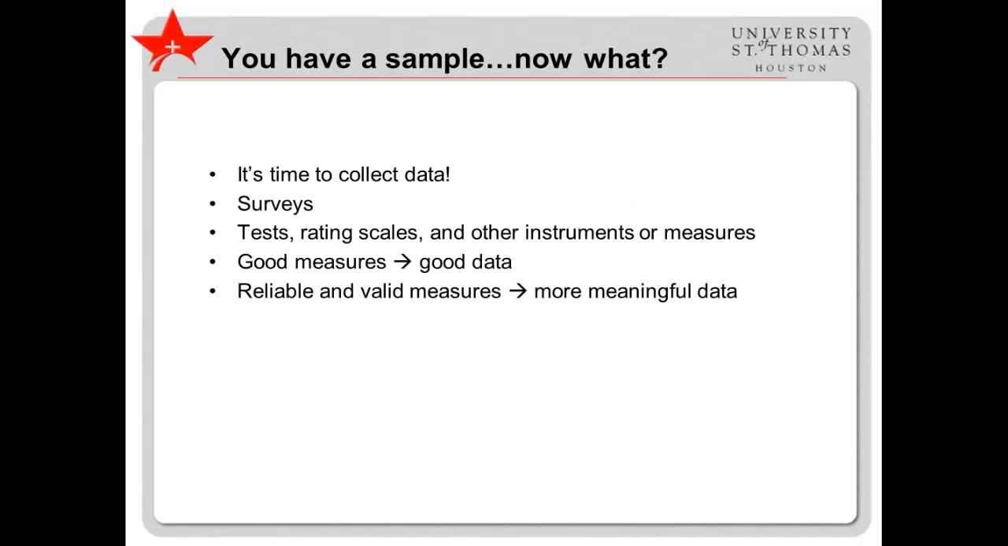So, let's say you have a sample, whether obtained randomly or by convenience. Now what do you do? Well, it's time to collect data. Surveys are just one way of collecting data. Other methods include tests, rating scales, and other instruments or measures. The data are only as good as the measure. Measures that are reliable and valid will generally yield more meaningful results.